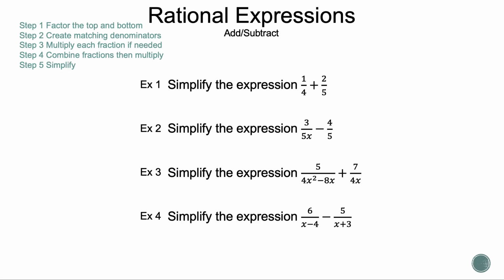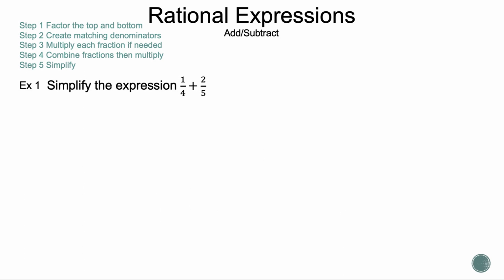Now, let's take a look at the examples we're going to discuss in today's video. Let's take a closer look at example 1. Now, let's read the steps. Step 1. Factor the top and bottom. Step 2. Create matching denominators. Step 3. Multiply each fraction if needed. Step 4. Combine fractions, then multiply. Step 5. Simplify.